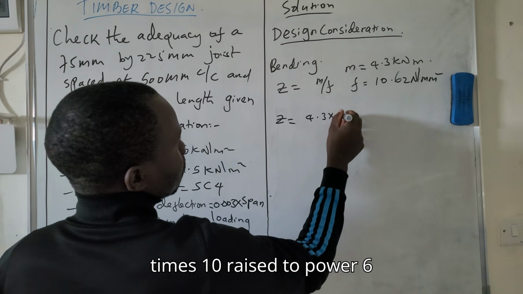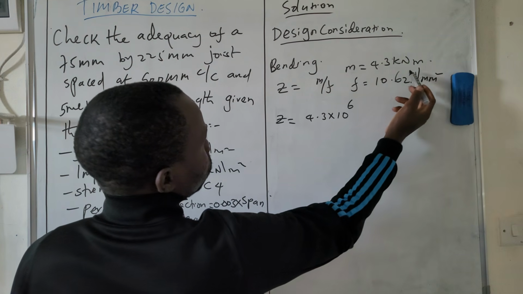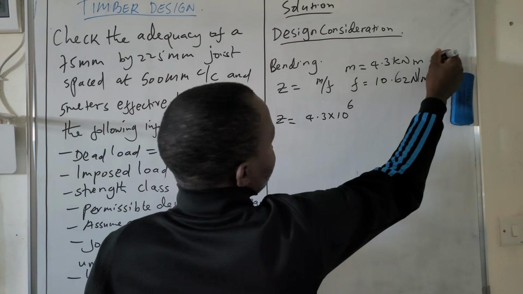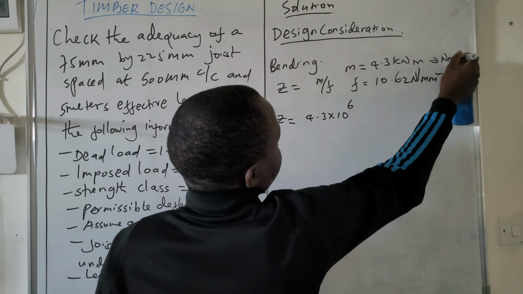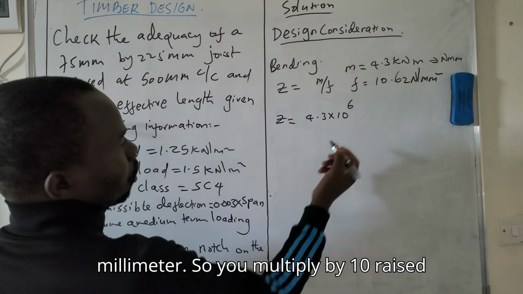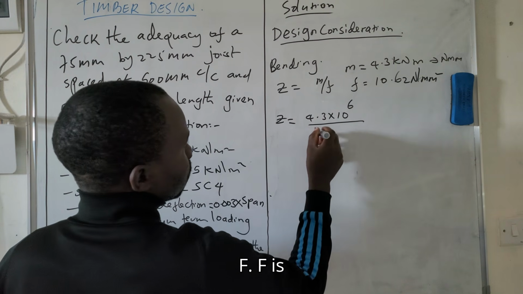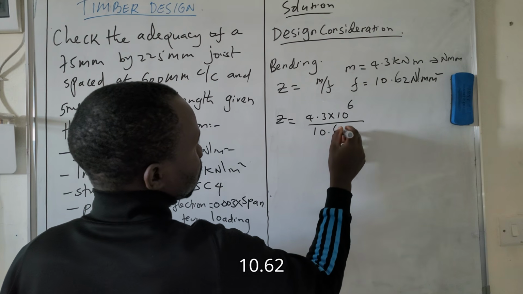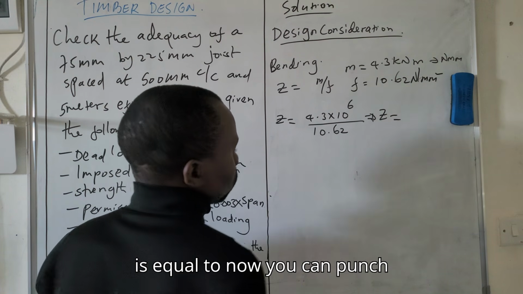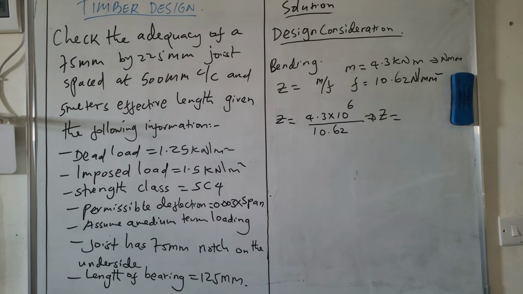So our Z is equal to 4.3 times 10 raised power 6. We are changing from kilonewton meter to Newton millimeter, so you multiply by 10 raised power 6 over F. F is 10.62, which implies Z is equal to, now you can punch your calculator and obtain the value of Z.